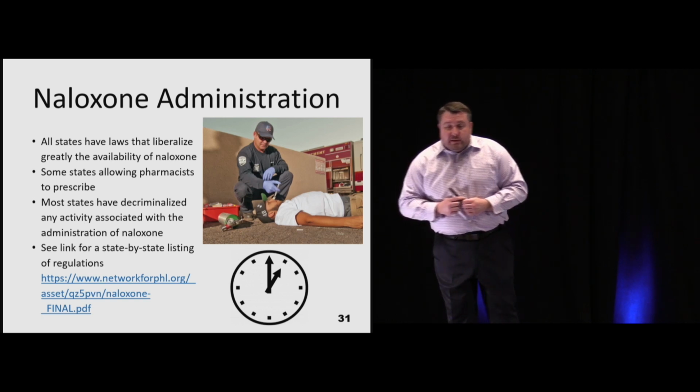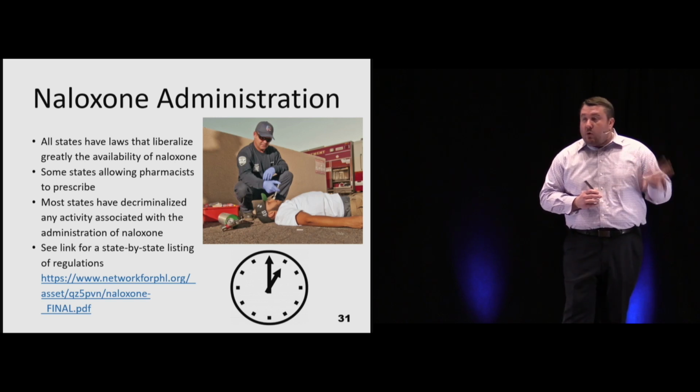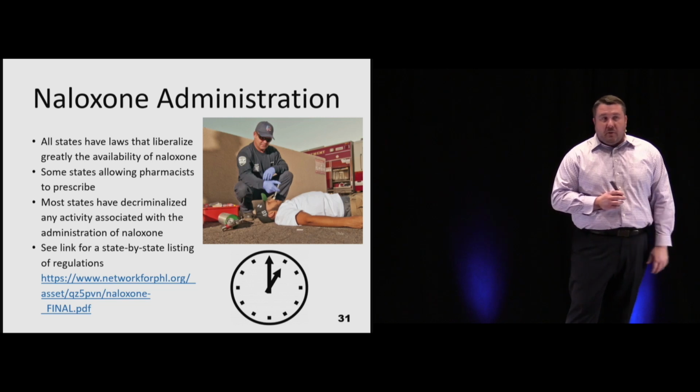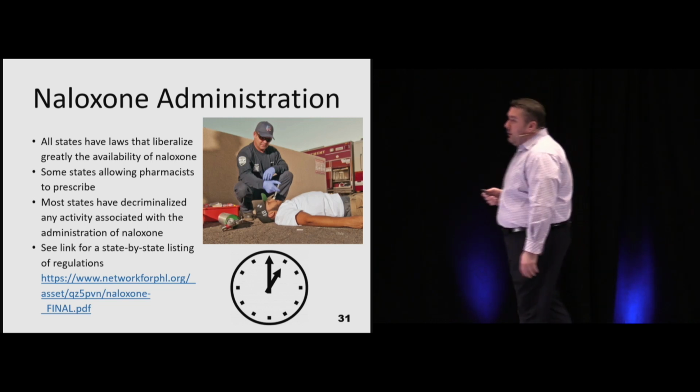Gave you this link to look up some of the state-by-state listings of regulations. I know some hospital systems, anytime they order an opioid for prescription, it automatically prints out a naloxone auto-injector for the patient as well. Depends on your health system. But definitely those are things we can consider.